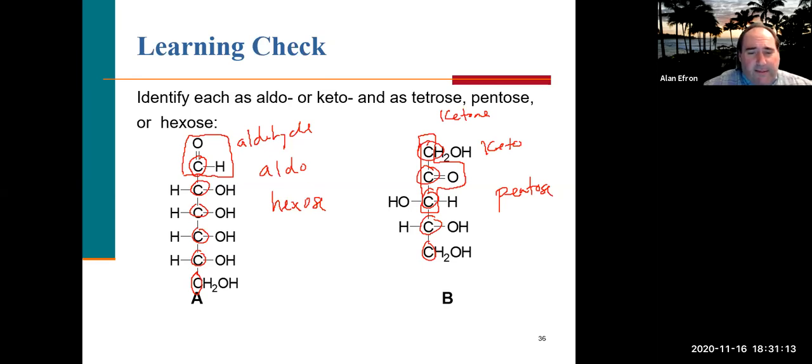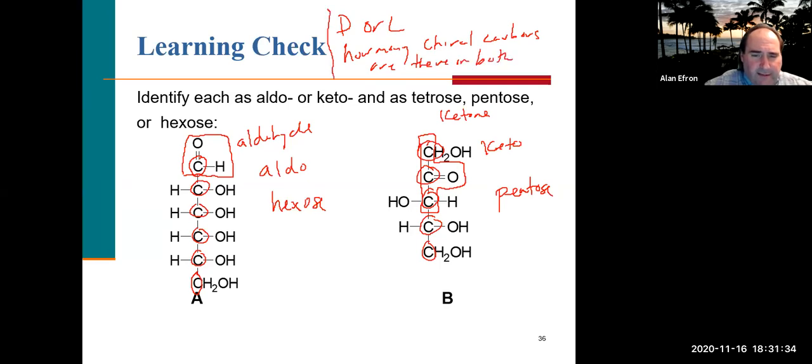While we're at it, take a second and decide, is the guy on the left a D or an L? And is the guy on the right D or L? And also, how many chiral carbons are there in both? So why don't we take a second while we got these pictures here. How many chiral carbons are actually in both of these guys? And is it D or L? So take a minute or two here and sort of figure that out for yourself.